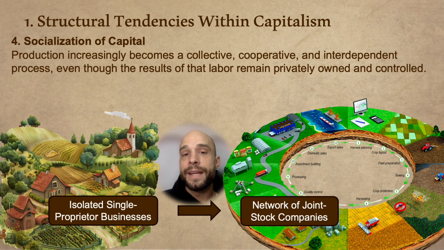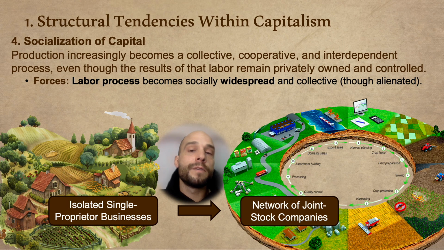The fourth structural tendency immanent to capitalism that points beyond capitalism is the socialization of capital. Here, production becomes a collective, cooperative, and interdependent process, while ownership and control of the results of that labor remain privately concentrated. Okay, what does that mean in practice? There are two moments at work here, and the first concerns the forces of production, especially labor itself. In feudalism and early capitalism, production could still appear individual: a craftsman in a workshop or a farmer working their own land.